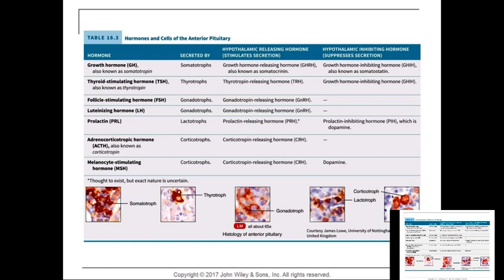You can pause this and go over the hormone, and then you can see what it's secreted by. And you can see there's growth hormone, also known as somatotropin. Let's see what I would like for you to know on this page. I think this is just a nice summary. I would just like for you to know on this page, at least, the hormones and the abbreviations for each. I wouldn't worry about this just yet, okay?